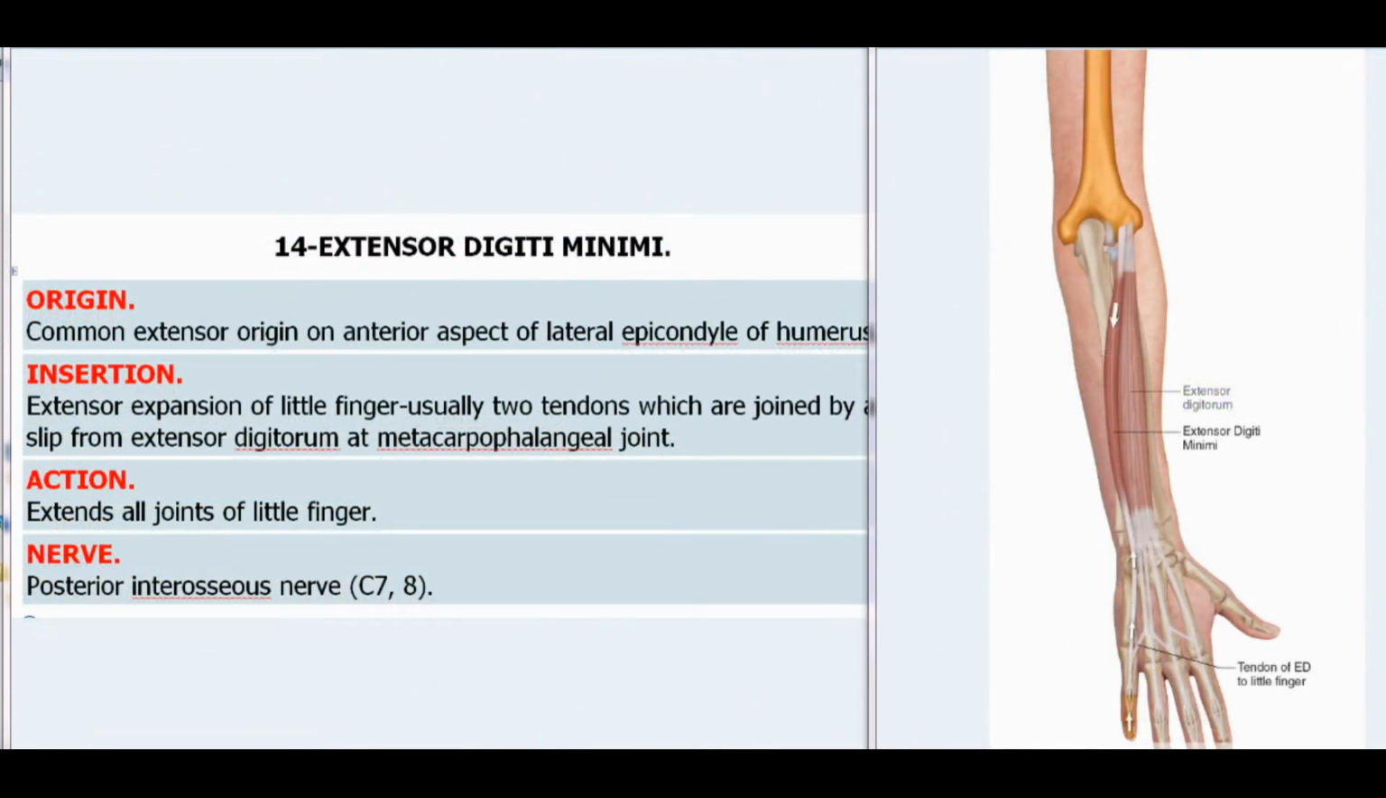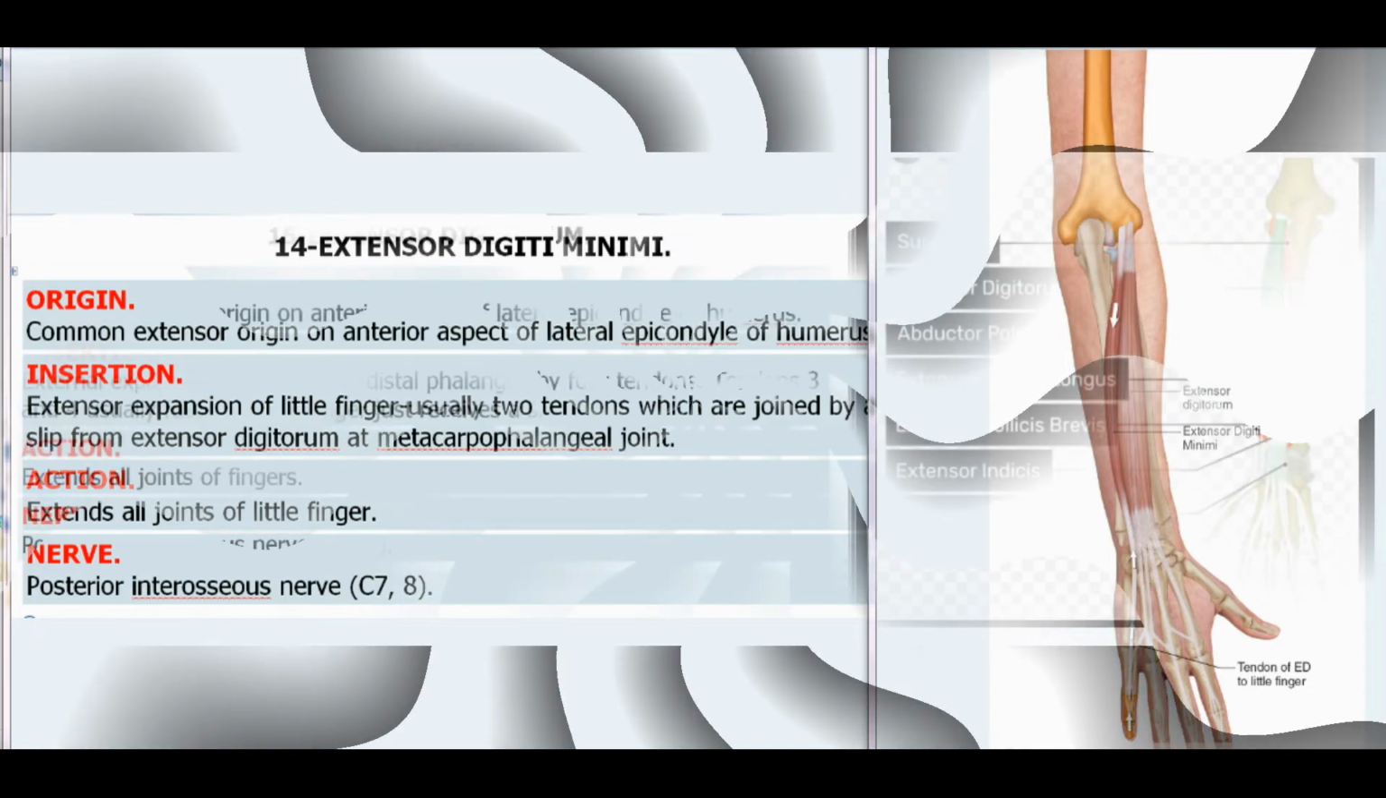14. Extensor digiti minimi. Origin: common extensor origin on anterior aspect of lateral epicondyle of humerus. Insertion: extensor expansion of little finger, usually two tendons which are joined by a slip from extensor digitorum at metacarpophalangeal joint. Action: extends all joints of little finger. Nerve: posterior interosseous nerve, C7, 8.